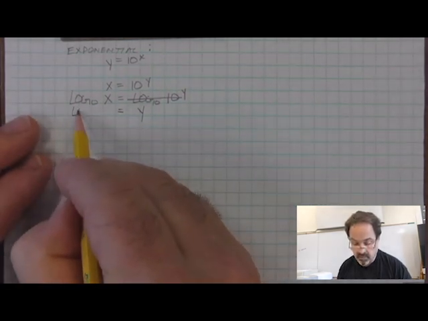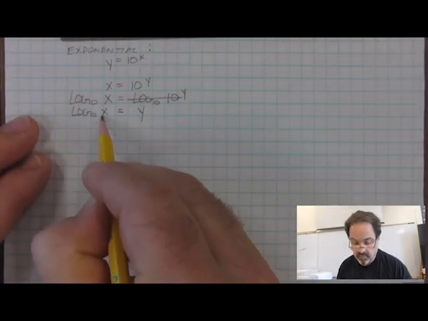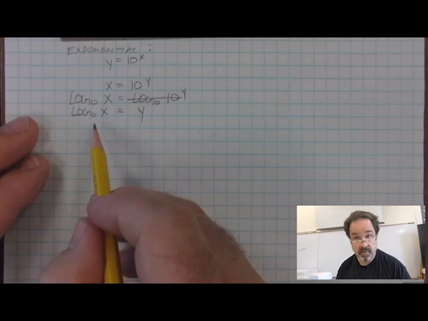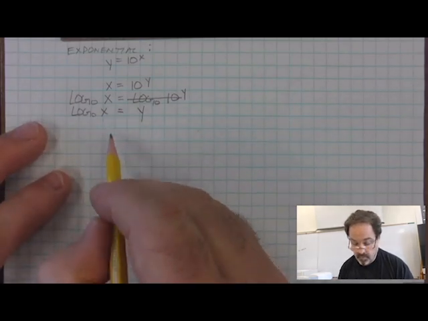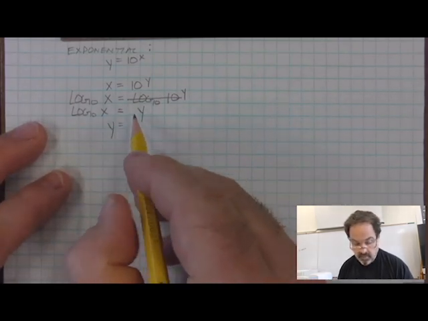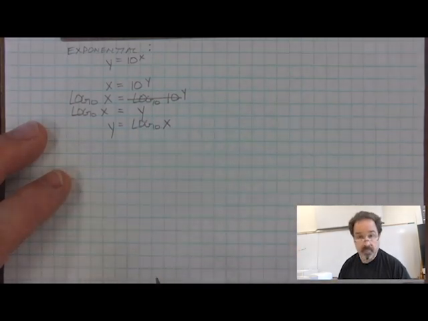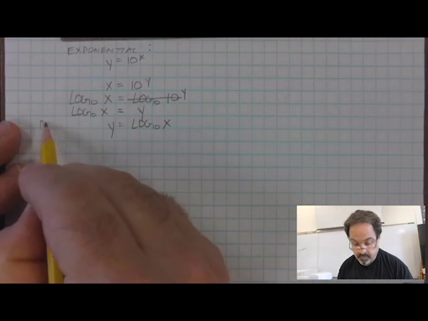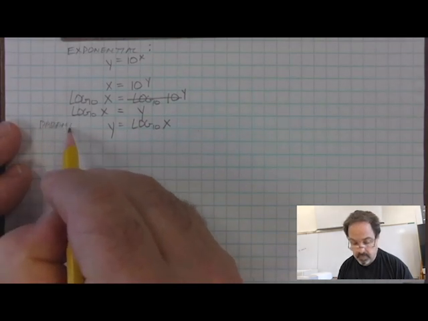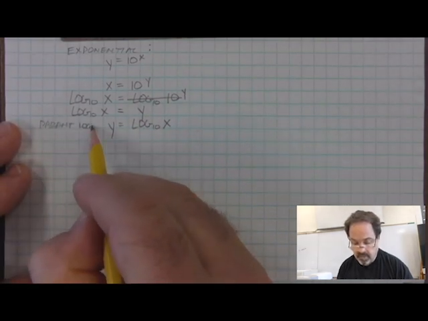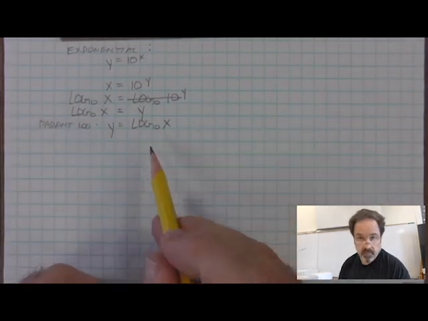Now on the other side, we can't evaluate this. We have a variable x. But what we've come across is the simplest form of logarithmic equation. This is parent log. It is a logarithmic equation whose base is 10.